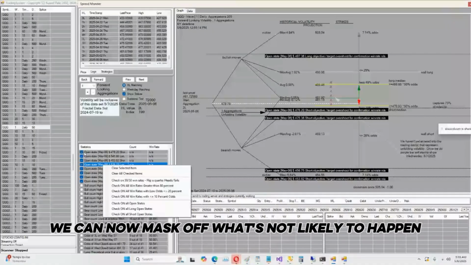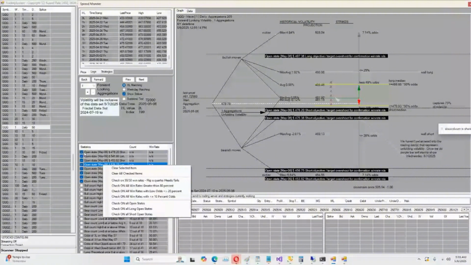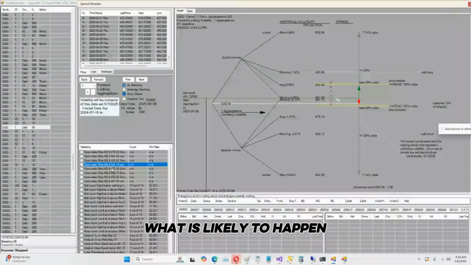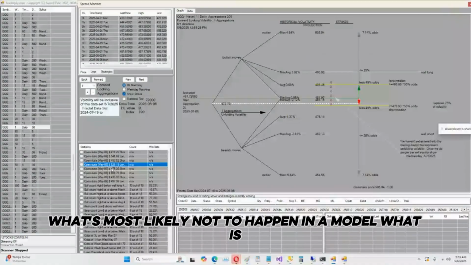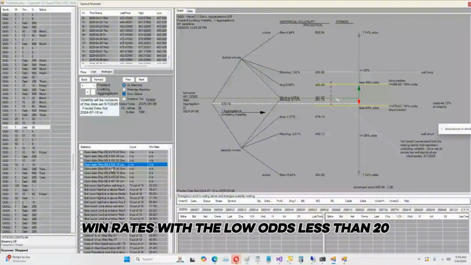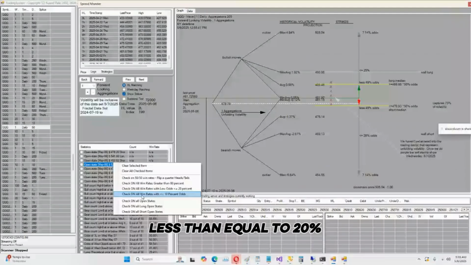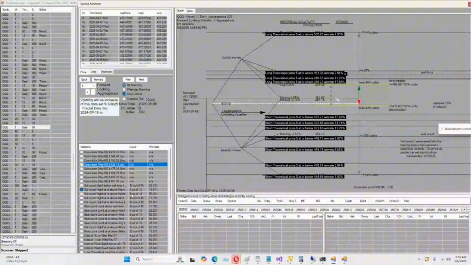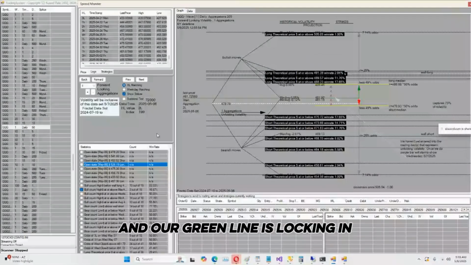Another thing we can do is we can now mask off what's not likely to happen. So you have two things in the market. What is likely to happen, what can happen mathematically or in a model, and then you have the opposite. What's most likely not to happen in a model. And let's say I take my win rates with the low odds, less than or equal to 20%. What that's going to do is find things that are very low odds to achieve. So let's say we're about 4 o'clock and our green line is locking in, which would be the close for the day. So let's say I locked in.